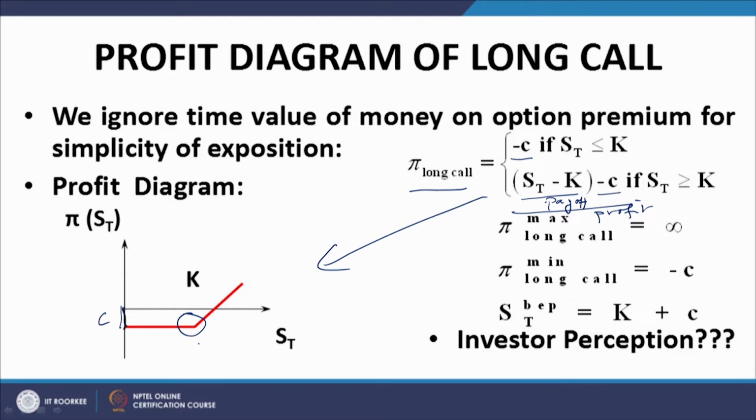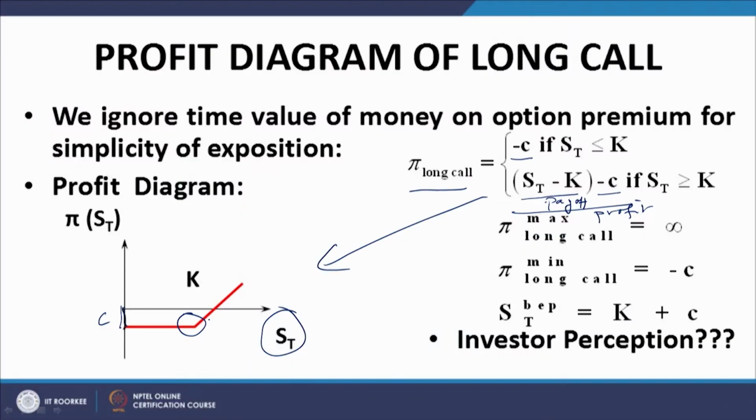And once S_T exceeds K, or in other words, if the price of the underlying asset on maturity happens to take a value, you see it is a random variable. Now, we do not know what it is going to be at t equal to 0, but in the event that at maturity the stock price ends up at a price greater than the exercise price, then you will make a profit of S_T minus K minus C, which is represented by this 45-degree line you can see here. So, this is the profit function and this is the profit diagram.